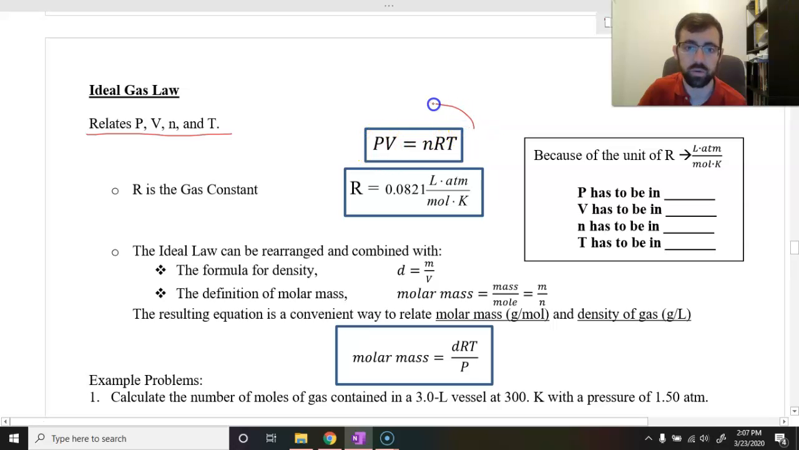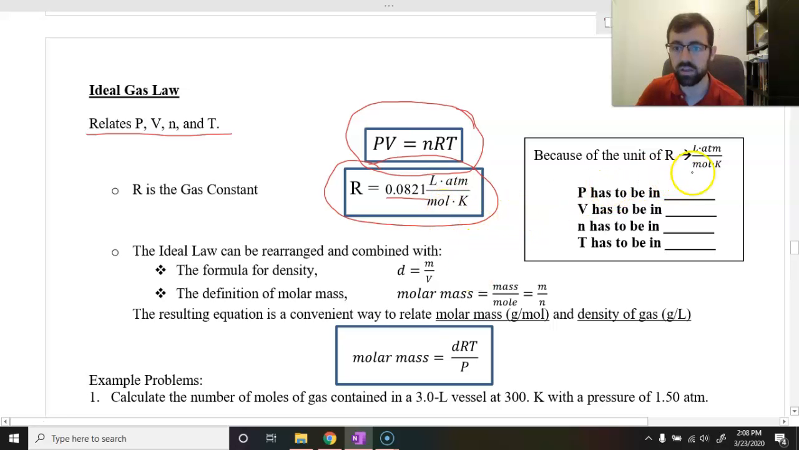Our equation is this one right here, PV equals nRT. By far, this is the most common form of the ideal gas law you'll be using. And this is our constant. So where you see R, this is what it means. It means this number, 0.0821, and it's liter atmospheres per mole Kelvin.